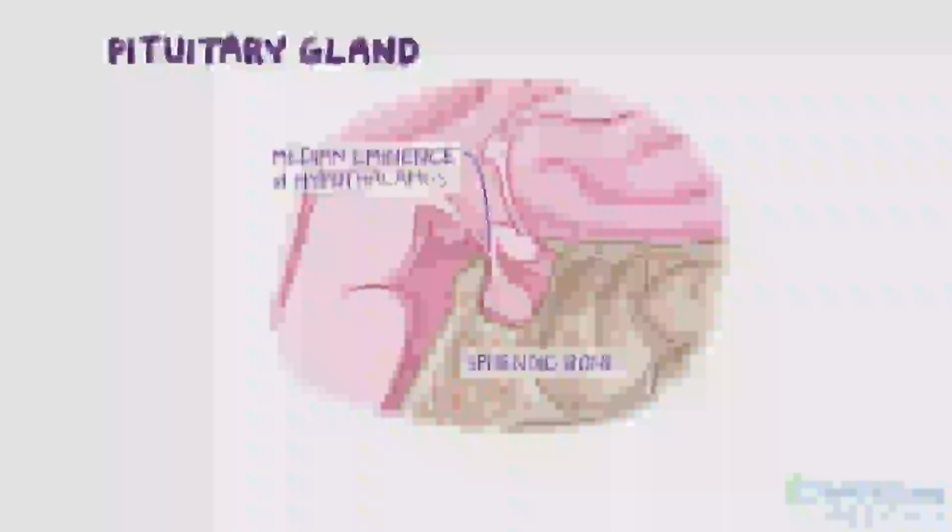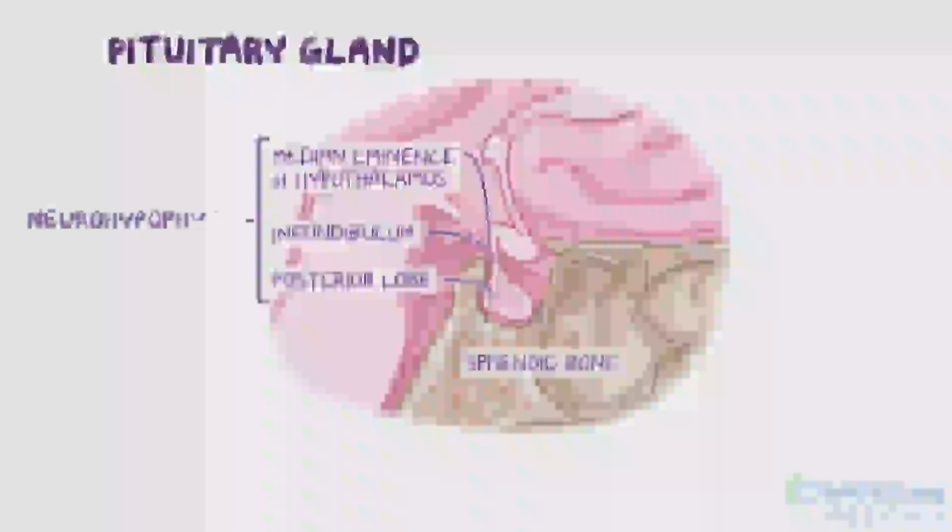On a mid-sagittal section of the brain, the pituitary gland sits in the middle of the sphenoid bone in a depression called the sella turcica. Superiorly, there's the median eminence of the hypothalamus. Now, the posterior lobe of the pituitary gland has a stalk called the infundibulum that connects to the median eminence. These three structures form the neurohypophysis.